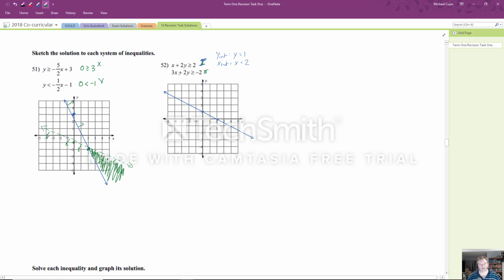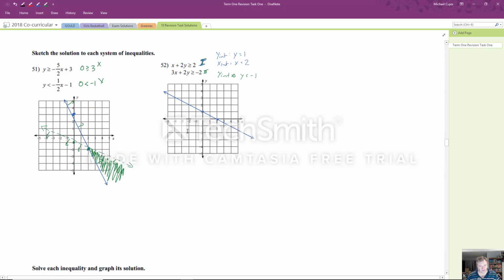And again, the x and y are on the same side, so we'll do the intercept method. If I let x equal 0, I am going to have 2y is greater than or equal to -2. So we're only looking at the equals to draw the line. 2y equals -2. y would equal -1. So I've got a y-intercept, y equals -1.